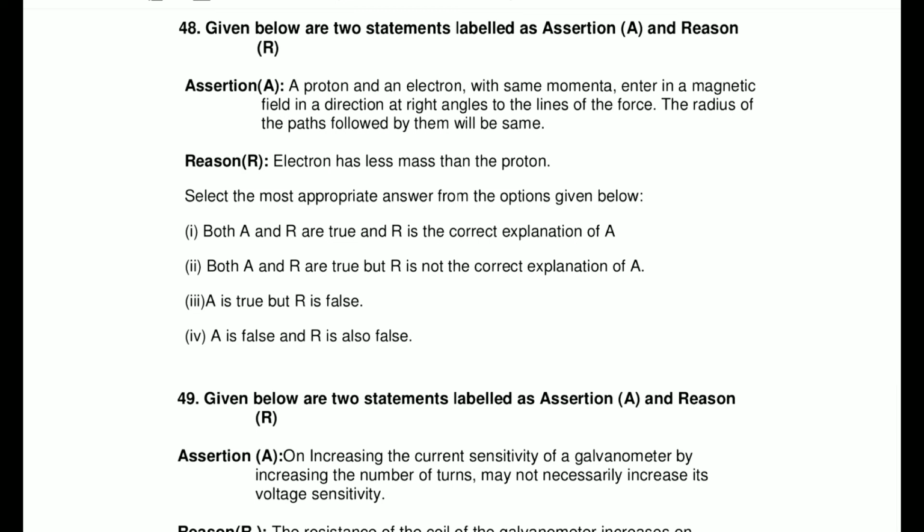Let's talk about it. We have a proton and we have an electron, right? The proton is positively charged, and if a positively charged particle enters perpendicularly, let's say the magnetic field is directed inward, and let's say it enters perpendicular to the field.